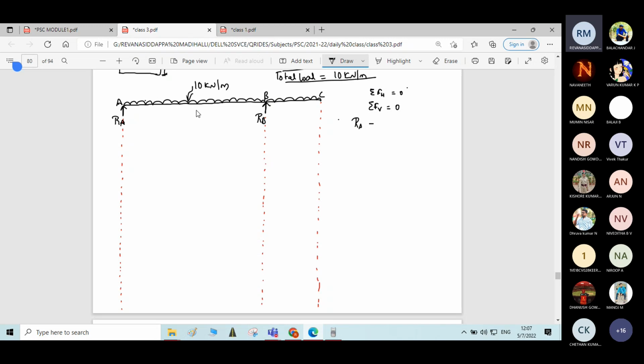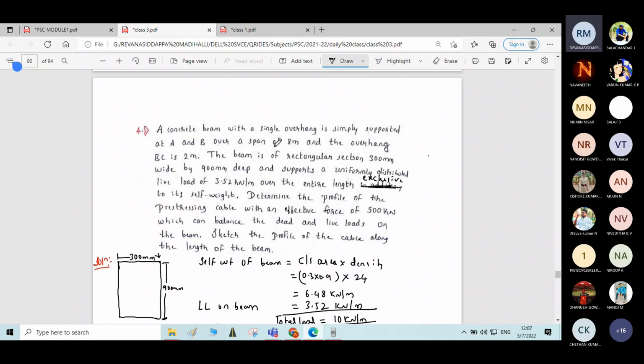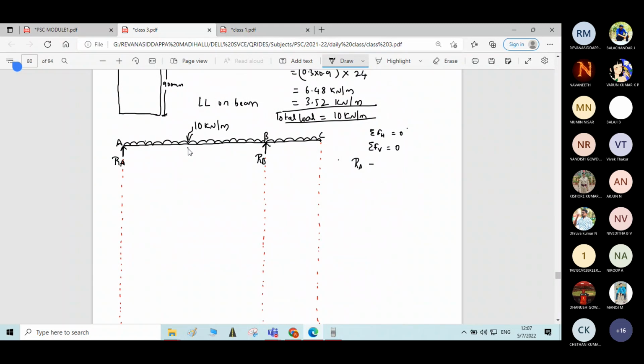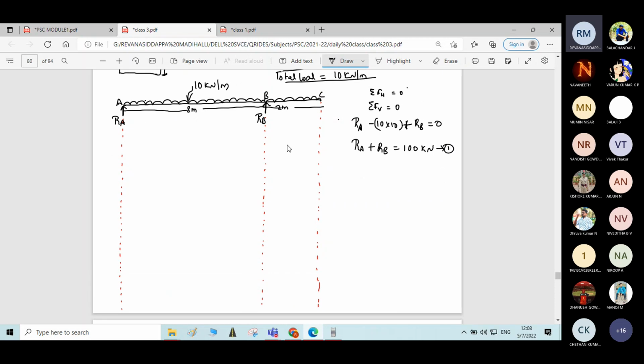So here the span is 8 meter, correct? 8 meter is the simply supported span, plus after this a 2 meter overhanging portion. So RA minus 10 kilonewton per meter acting over a length of 10 meter, 10 into 10, plus one more reactive force RB, equal to 0. Therefore, RA plus RB is equal to 100 kilonewton. Call this equation number 1. Then apply the last condition, sigma MA equal to 0.